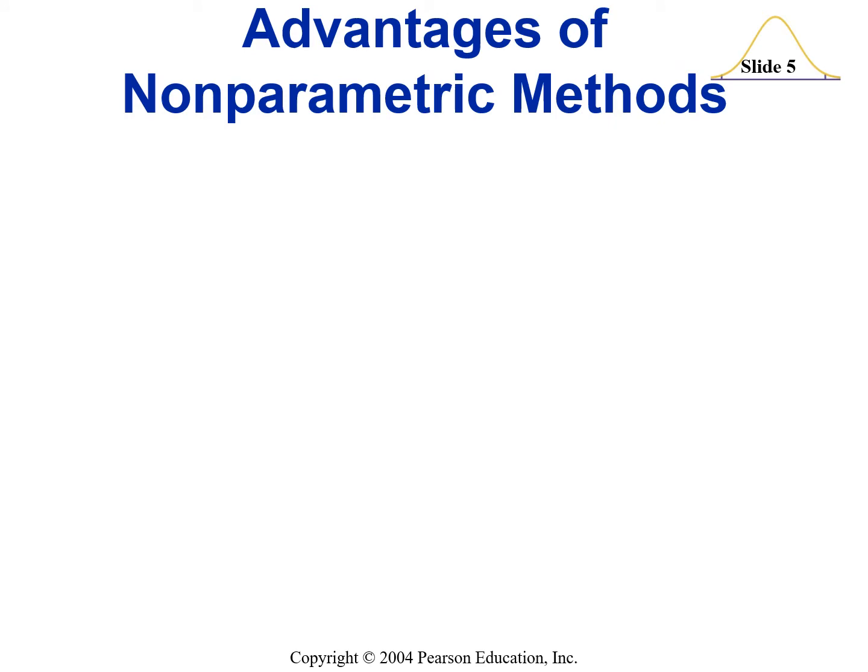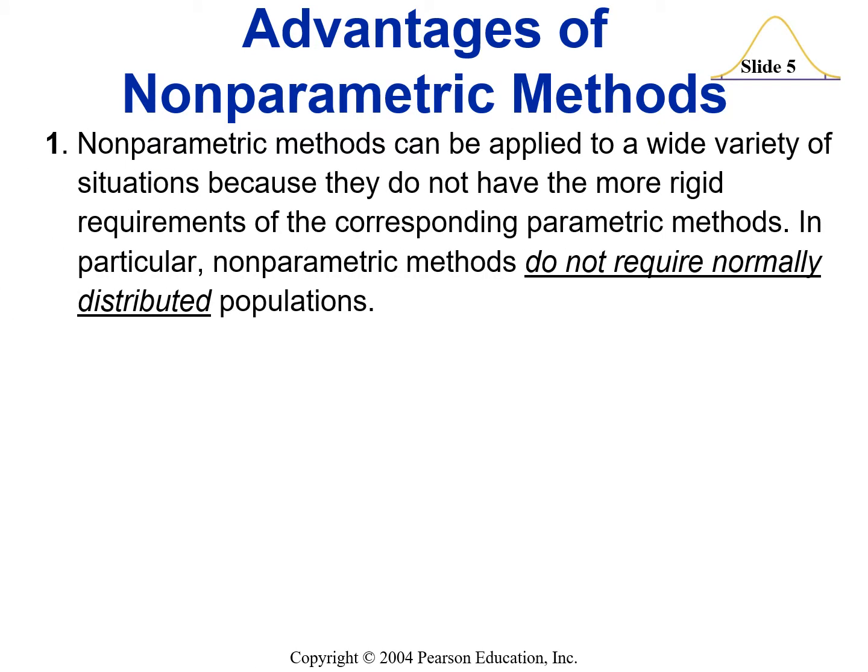Here we are going to see the advantages of non-parametric methods. Number one, non-parametric methods can be applied to a wide variety of situations because they do not require a normally distributed population. In many cases, the population or data used in analysis are not normally distributed. In this case, we use non-parametric methods.